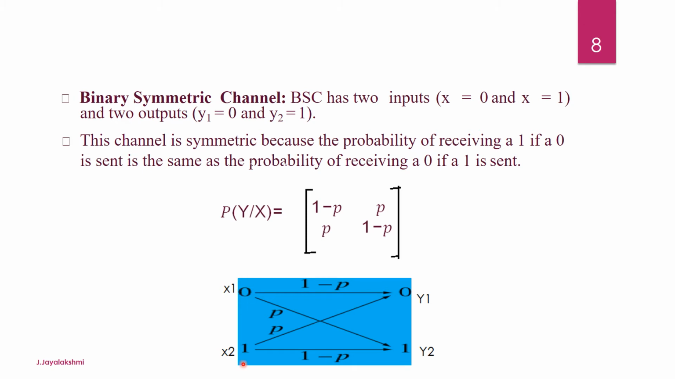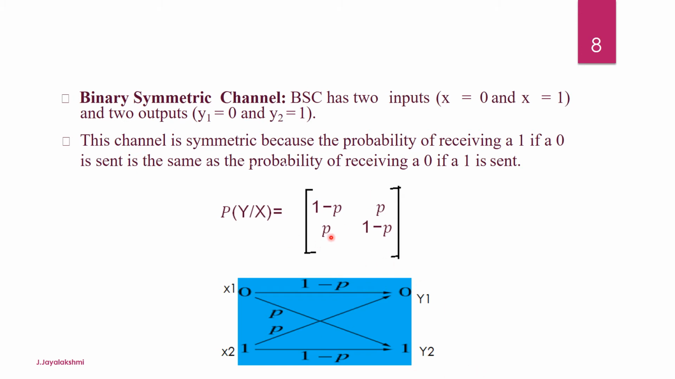You can see it is symmetric on either side, 0, 0, 1 and 1. That is just a mirror image or reflection of the input and the output. So this is going to be represented as a channel matrix where the probability of y being received, given x transmitted: for x1, y1, the component is 1 minus p; x1 transmitted, y2 received, the probability is p.